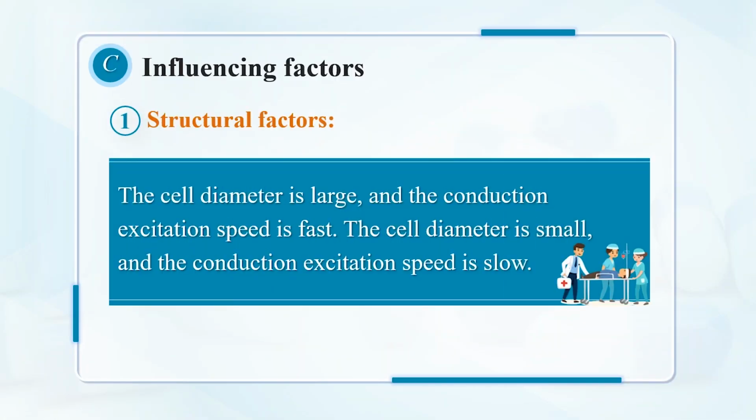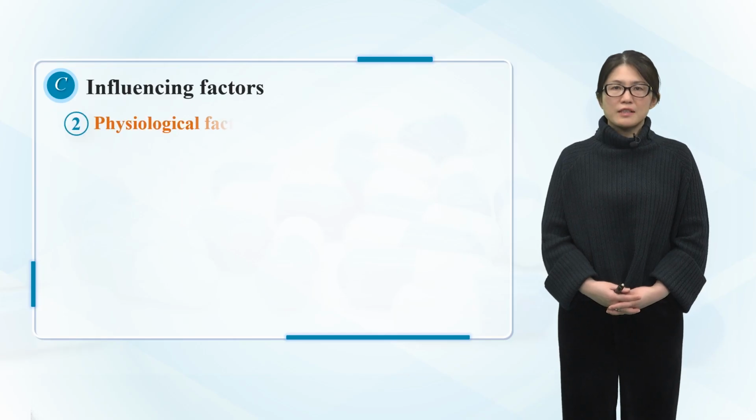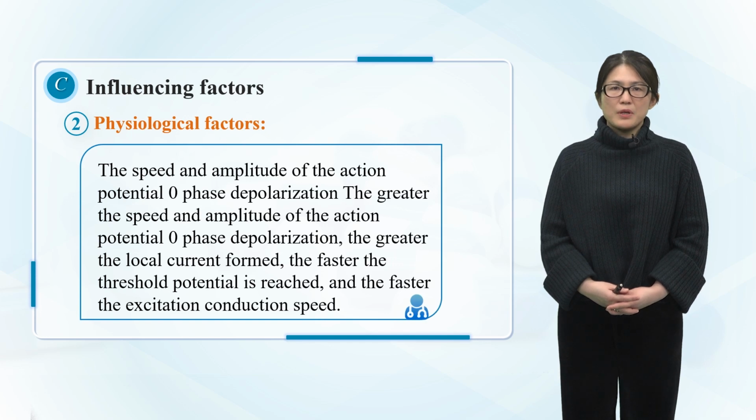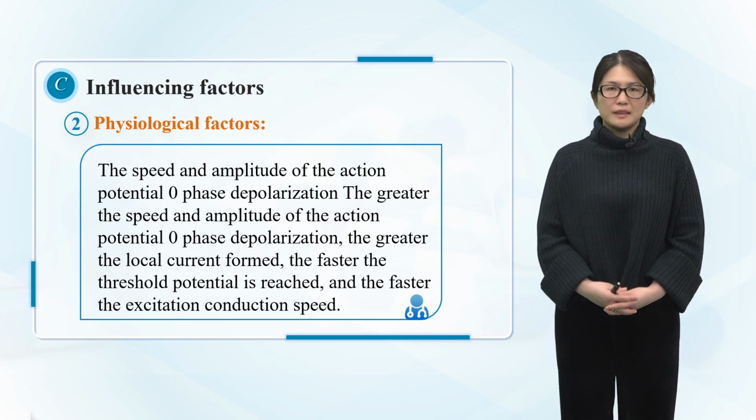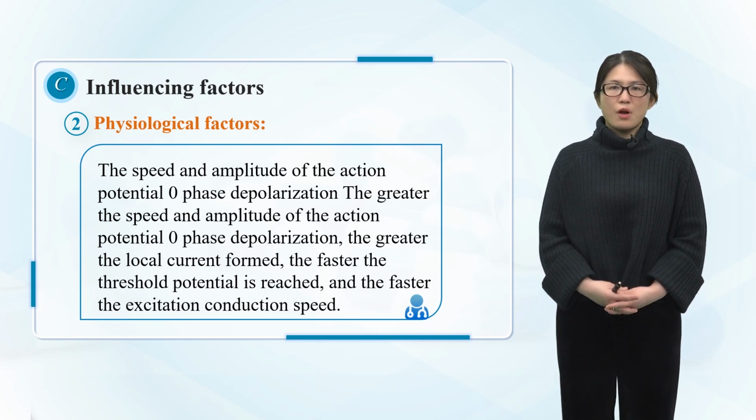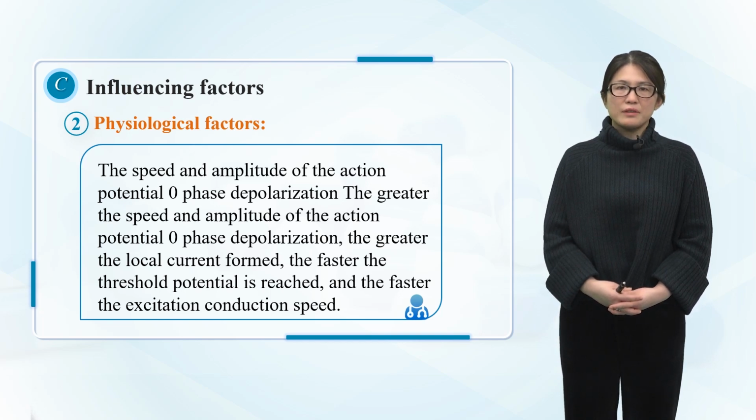Structural factors: the cell diameter is large, and the conduction speed is fast. The cell diameter is small, and the conduction speed is slow. Physiological factors: the greater the speed and amplitude of the action potential zero-phase depolarization, the greater the local current formed, the faster the threshold potential is reached, and the faster the excitation conduction speed.